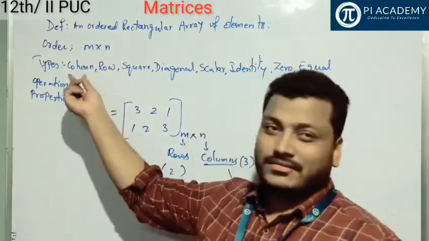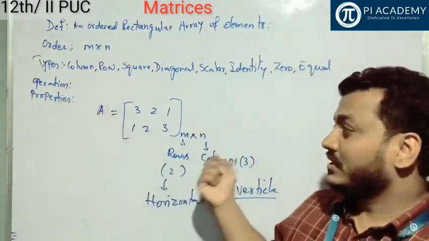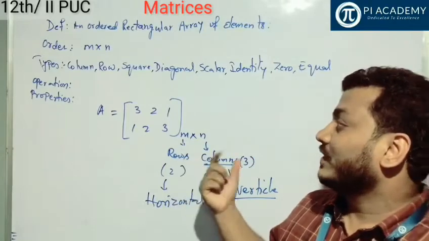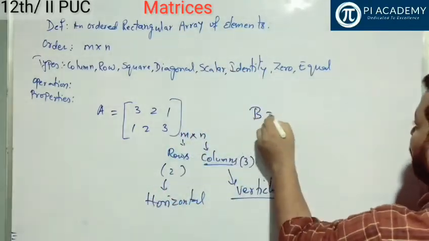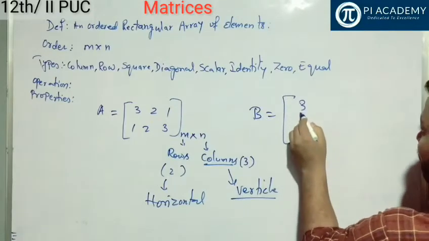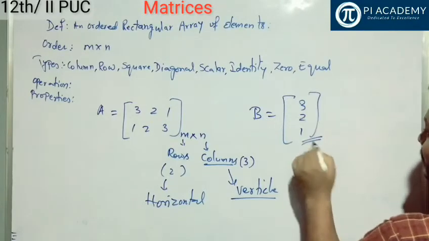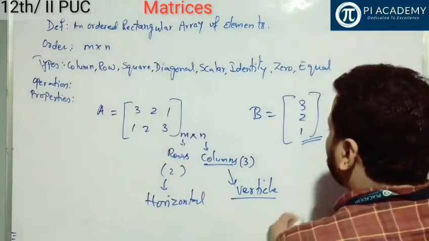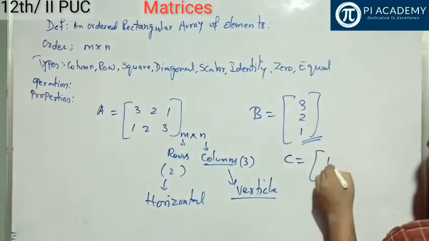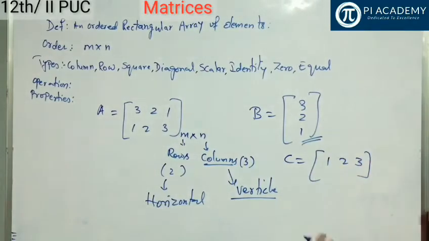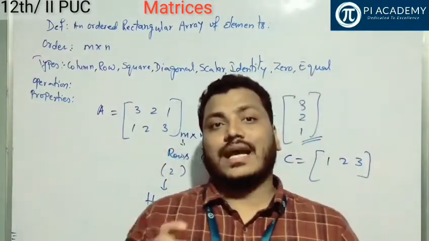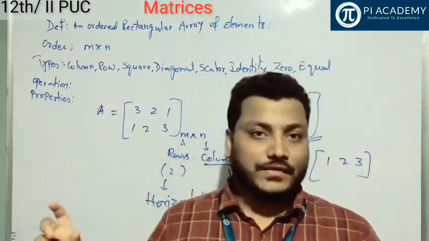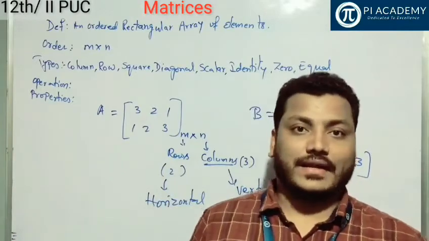The column matrix, the name itself suggests, is a matrix which has elements only in a column. Like if I write here, only the column has 3, 2, 1. So this is called a column matrix. Similarly for rows, only the row elements are there. This is known as a row matrix. Square matrix has an equal number of rows and columns. If I take a 3 by 3 matrix, it is known as a square matrix.